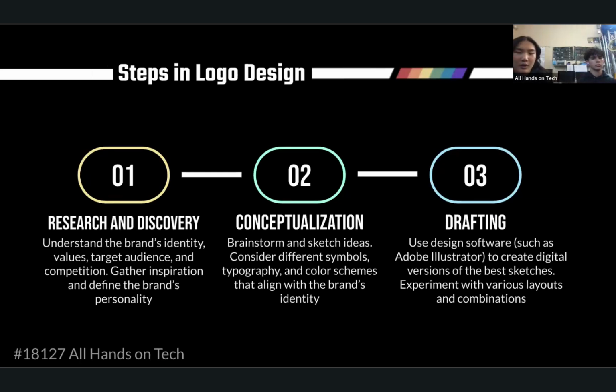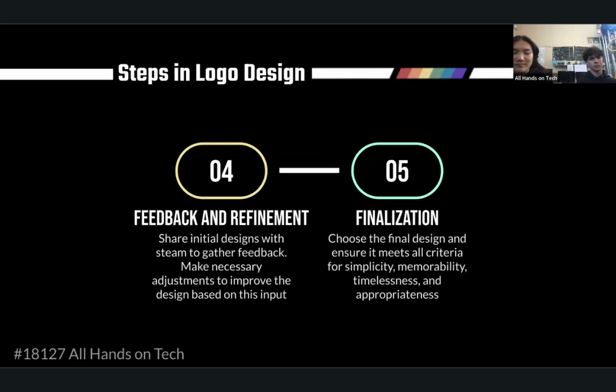And then the third part is drafting. This could be using design software such as Adobe Illustrator or Pixlr, or just drawing it out, to create digital versions of your sketches, and then experiment with various layouts and combinations. Next is feedback and refinement. Share initial designs with your team to gather feedback, and make necessary adjustments to improve the design based on this input. Finalization. Choose the final design and ensure that it meets the criteria of simplicity, memorability, timelessness, and appropriateness.